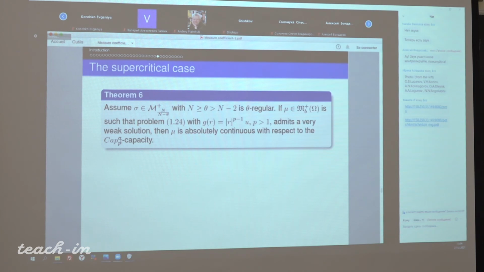Okay, it's not completely surprising, because remember that the result of Baras and Pierre gave necessary and sufficient conditions in order to solve the problem. So it was a very strong result, and it's natural to find a series of necessary conditions.